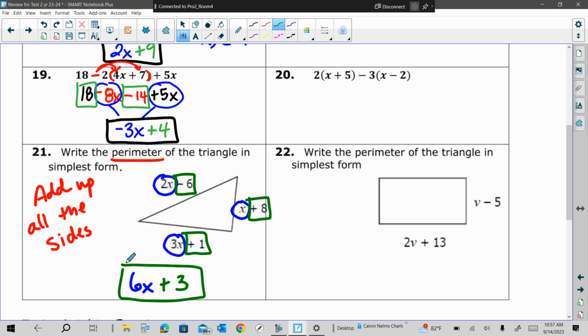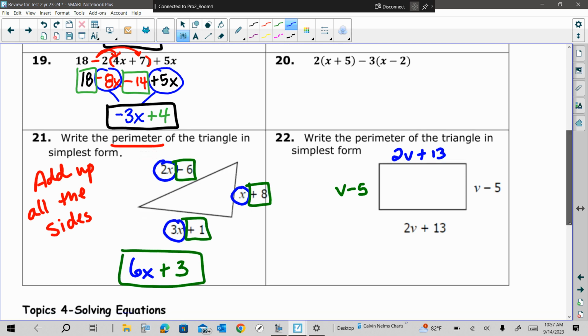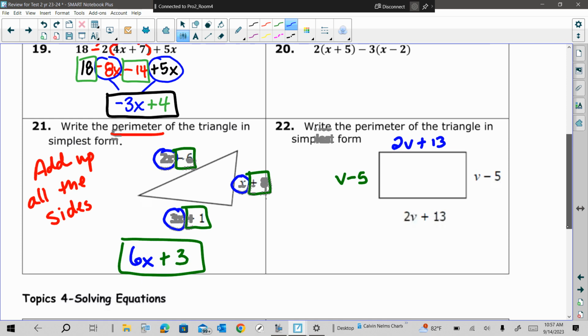Now I just want to make sure we know in a rectangle, because on 22, this is a rectangle shown here. So this would be v minus 5. The opposite sides are going to be the same. So that's v minus 5. And then this is 2v plus 13. Okay, and then you're going to add up all the sides.